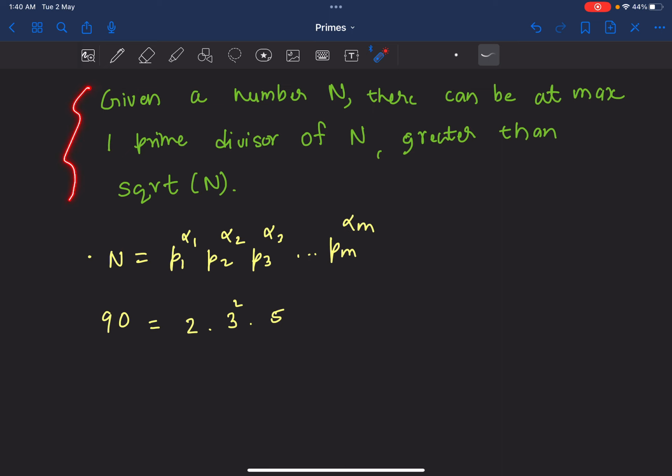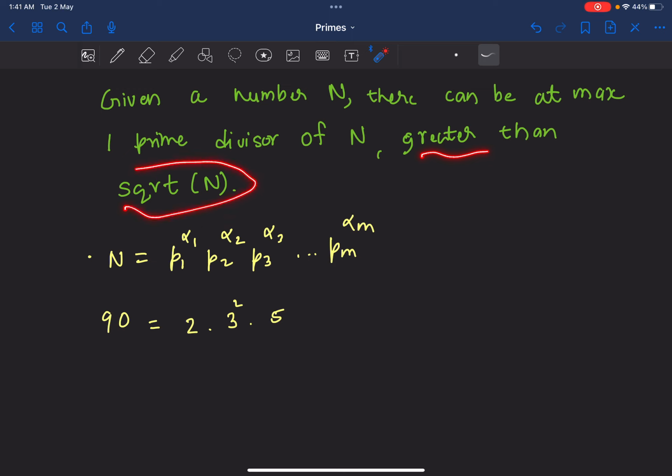So the claim is that given a number n, there can be at max one prime divisor of n such that it is greater than square root of n. So let's try to understand it by breaking it down. If you are given a number n, it can have many prime divisors, right? Like let's say if you have 90, 90 has prime divisors like 2, 3 and 5, right?